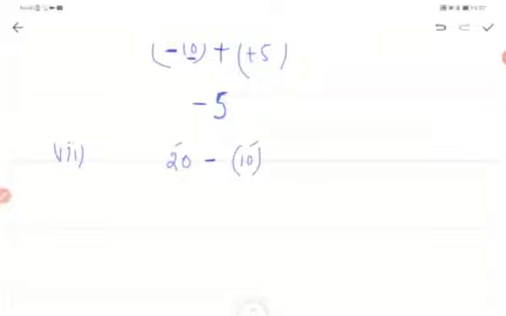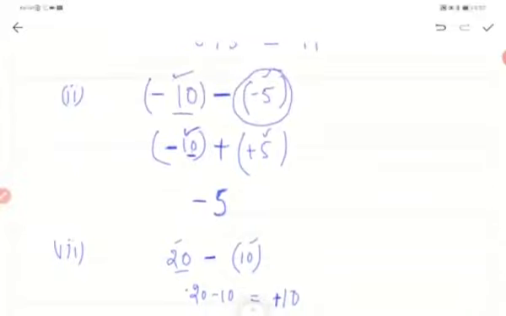Okay, so 20 minus 10, you can directly do it. 20 minus 10, you will get how much? It is 10, plus 10. The sign of the bigger number is what? Plus. So you took it plus 10. Like for the two positive integers, you can take directly.